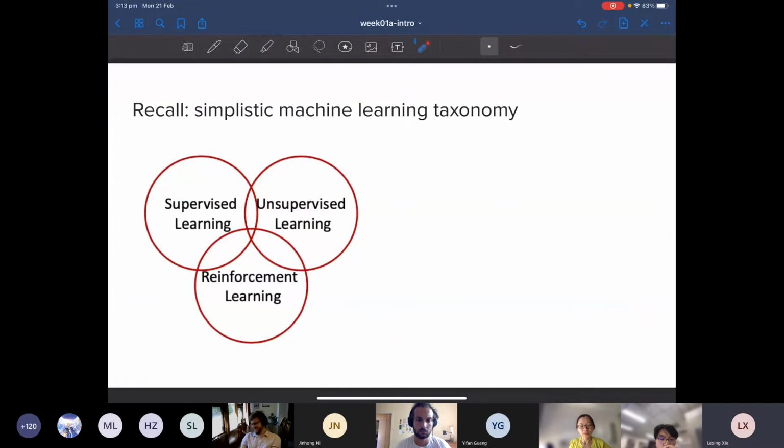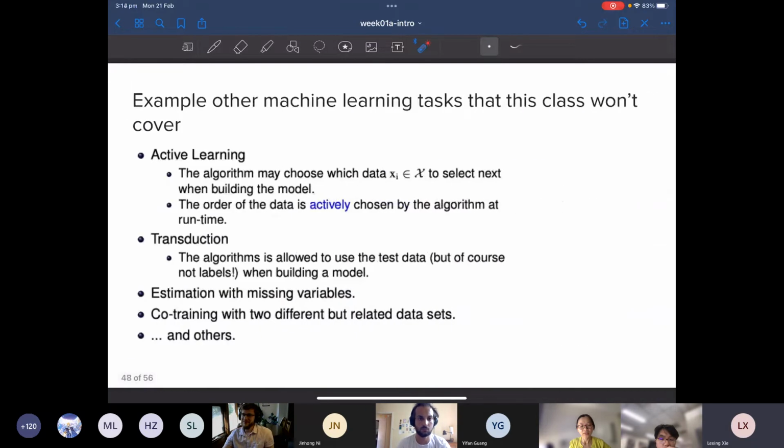So that's basically a big picture view of machine learning taxonomy. I'm going to give you some examples about what we don't cover. I said we cover regression and classification and various things. Active learning we don't cover, which is again simplistically in between supervised and reinforcement learning. Transduction we don't cover. Basically, the algorithm is somehow allowed to use test data to learn. And also there's semi-supervised learning.